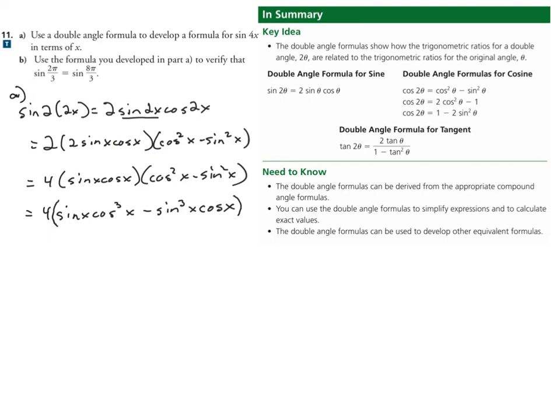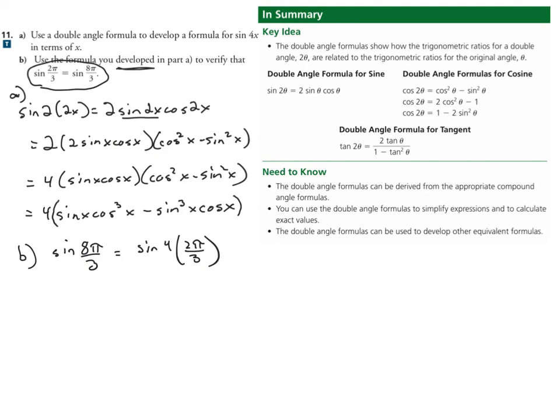That was A. Let's do B. Use the formula I developed in part A to verify that sine of 2 pi by 3 is sine of 8 pi by 3. That they're the same. Okay. Well, sine of 8 pi by 3 just equals sine of 4 times 2 pi by 3.